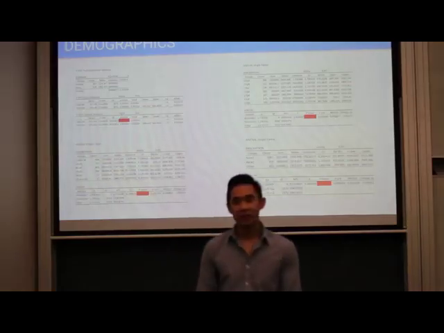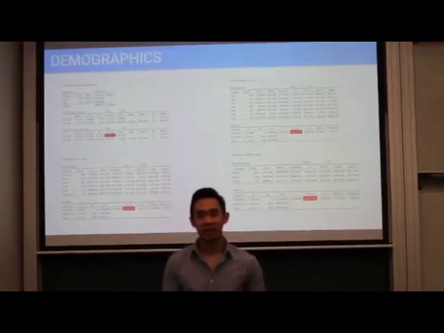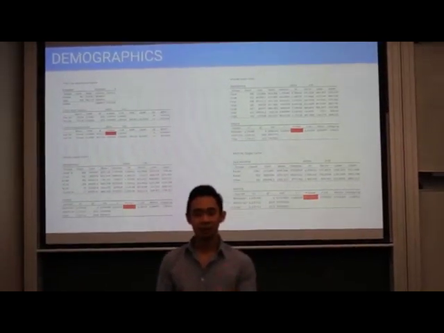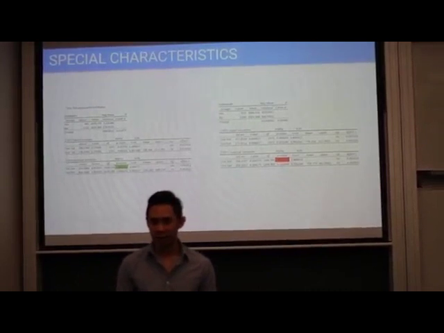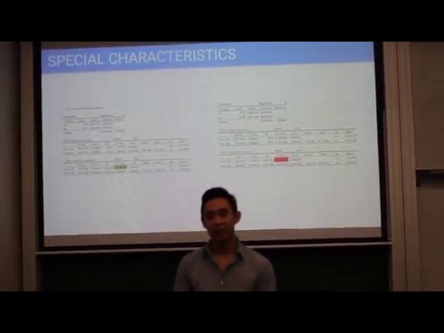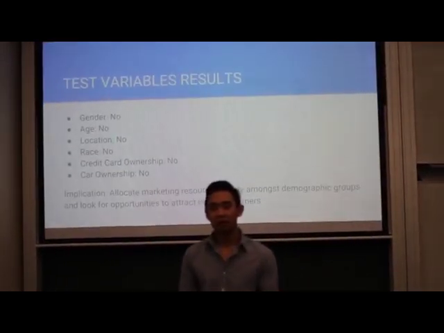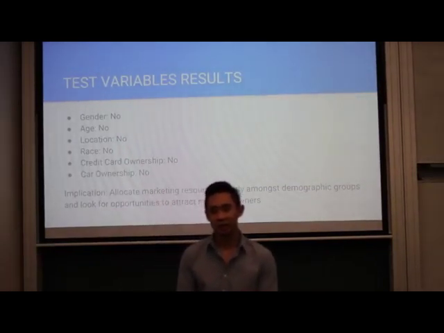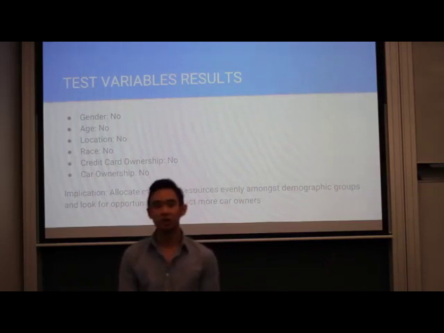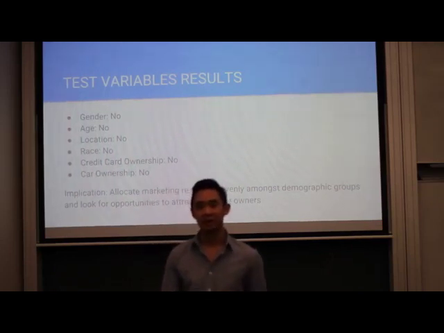So as you can see for the demographics, all the p-values are larger than 0.05, meaning that there is no difference. But for the special characteristics, although there's no difference between credit card users, there is a difference between car users. So what does this mean? Well, first of all, marketing resources should be allocated evenly towards the different demographic groups, but there is a potential to attract valuable customers in that of car owners.